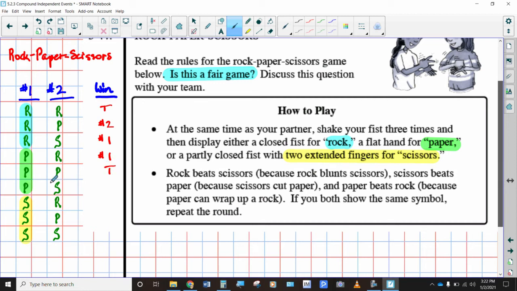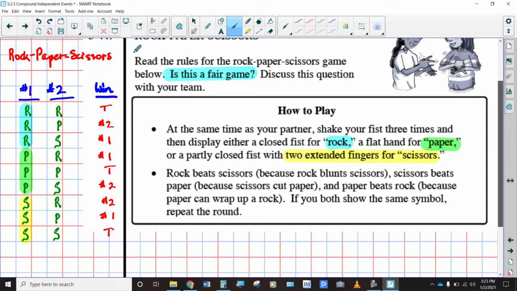And then paper and scissors, the scissors cut the paper, so that means number 2 would win in this situation. And then if person number 1 throws scissors all 3 times, scissors get crushed by the rock, so person number 2 wins this one. Scissors cuts the paper, so number 1, the scissors, wins in this one, and then this one ends in a tie. What do you know about these results?